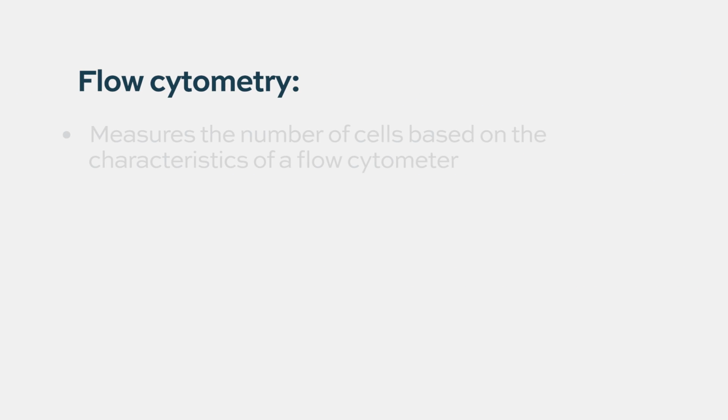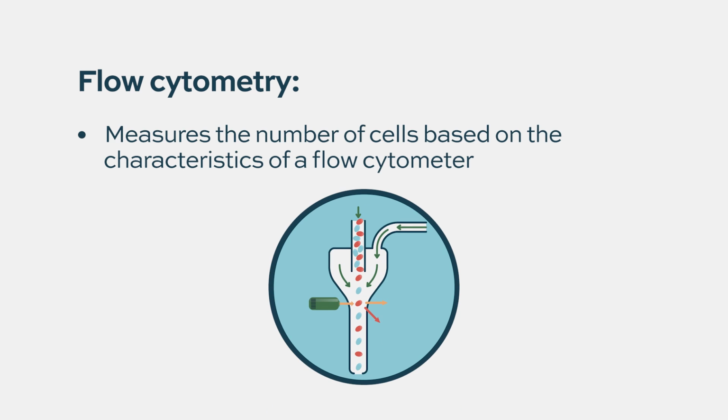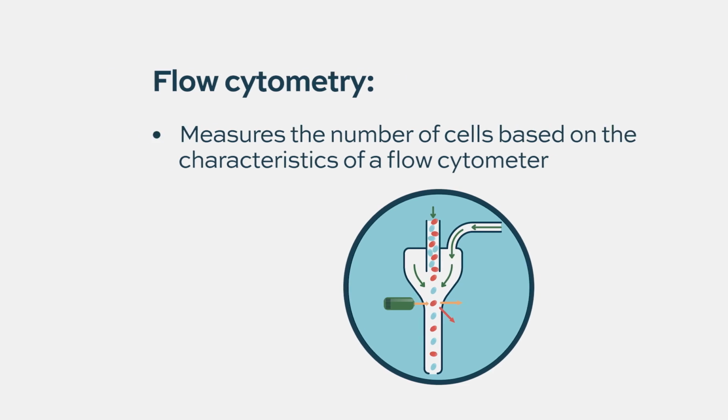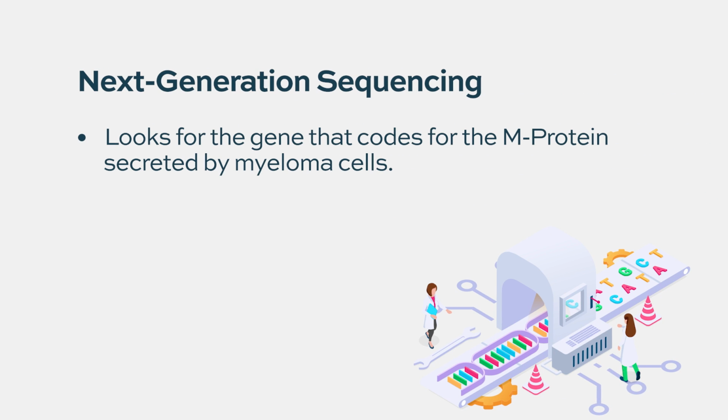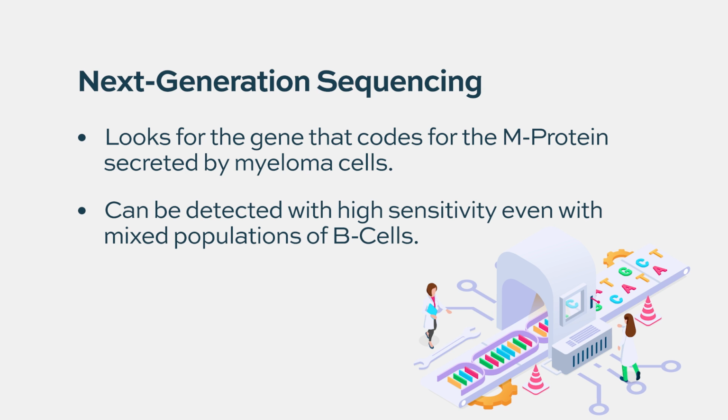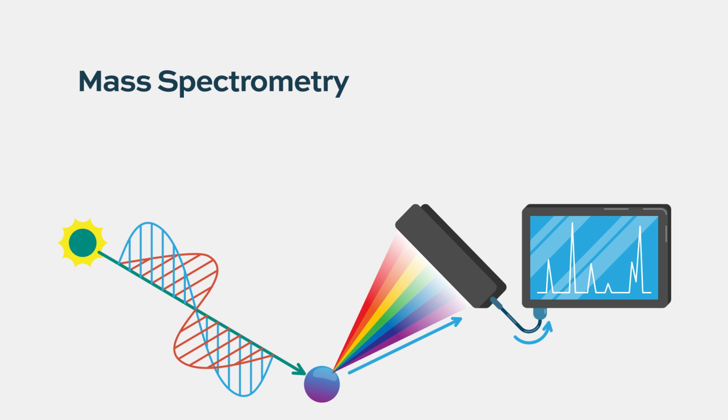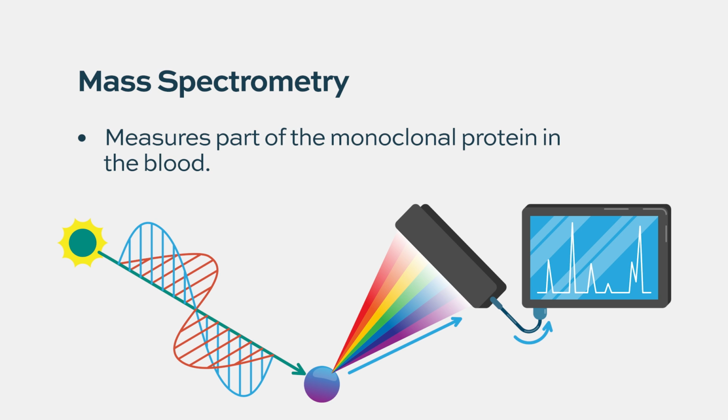Flow cytometry measures the number of cells based on characteristics that can be detected on a machine called a flow cytometer. Next generation sequencing looks for the gene that codes for the M protein that is secreted by myeloma cells, and that can be detected with very high sensitivity, even in mixed populations of B cells. And mass spec is very different because it measures part of the monoclonal protein in the blood.